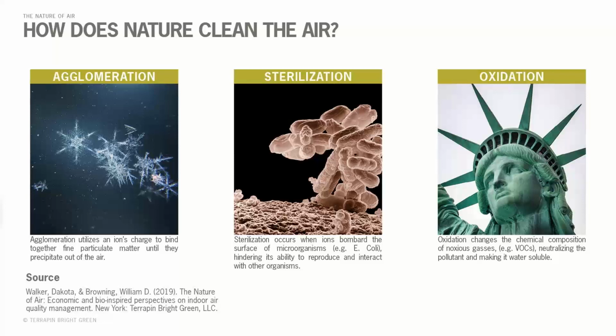We also see this source of ion production in waterfalls, lightning storms, and ocean waves. So we need to understand, how does nature clean the air? Well, with that ion production, they're able to agglomerate particles so that they fall out of the airstream. They're able to sterilize the particles through a mechanism, and they're also able to oxidize. So those three things are the way nature goes about cleaning air.